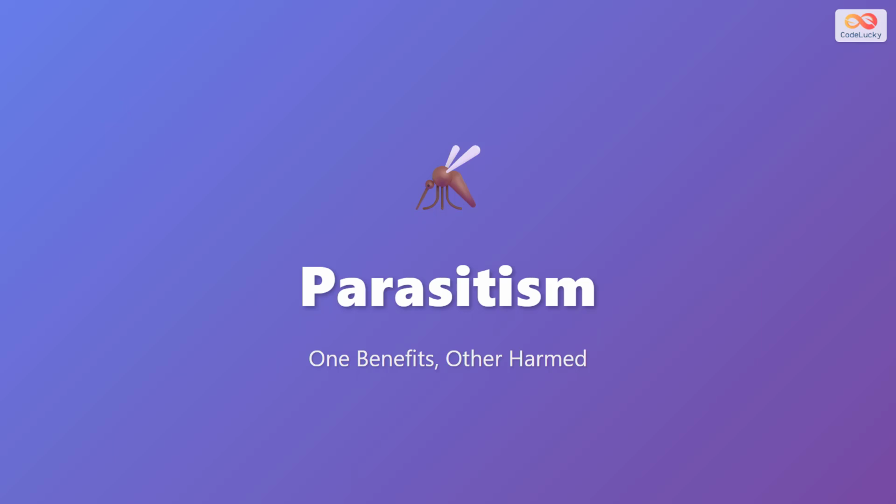Welcome to this lesson on parasitism, one of the most fascinating biological interactions in nature. Parasitism is a relationship where one organism benefits while the other is harmed. This is a crucial concept in ecology that helps us understand how different species interact in ecosystems around the world.